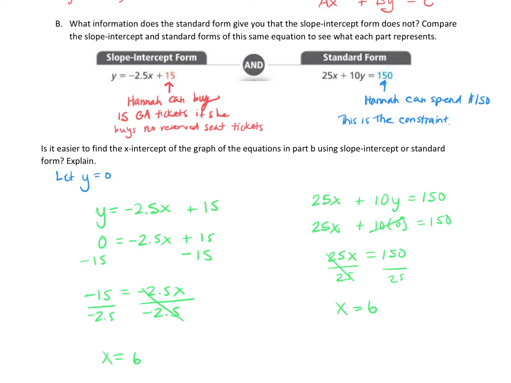So I guess it's personal preference, did this feel easier to you or did this feel easier to you? We do often work with the intercepts in standard form because when we plug in a 0, we're left with a one-step equation, just dividing to get that intercept, which is pretty quick.